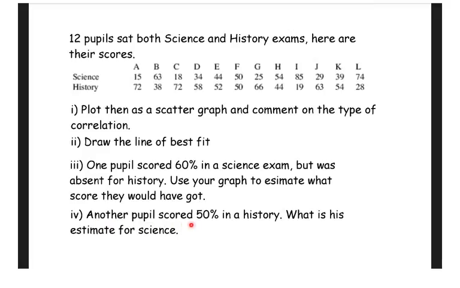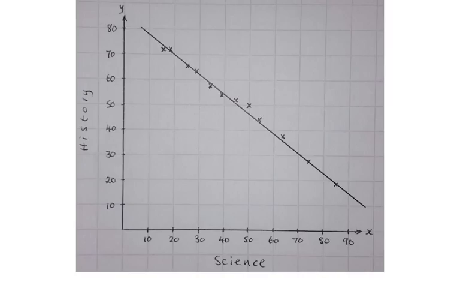And the final question is that somebody scored 50% in history. What's our prediction for their science score? So back to the graph, there's 50 in history. So therefore, we expect them to score, so let's go across the line of best fit. There we have it, exactly there, come down. We expect them to score about 45 in their science. So that is how we do a scattergraph.